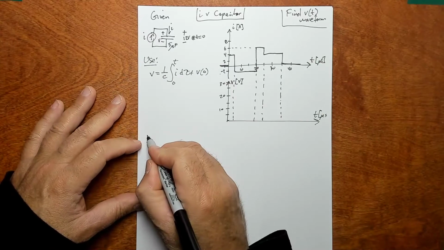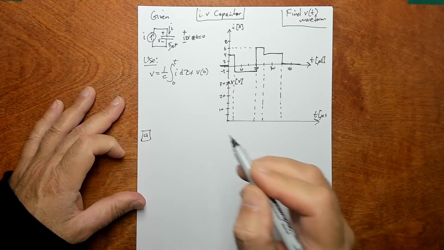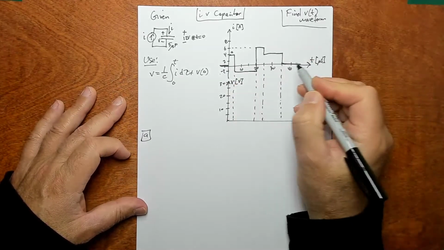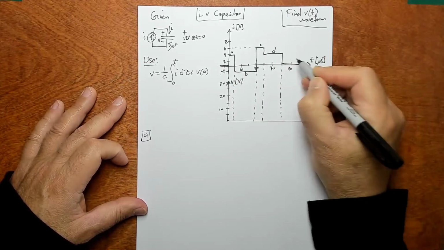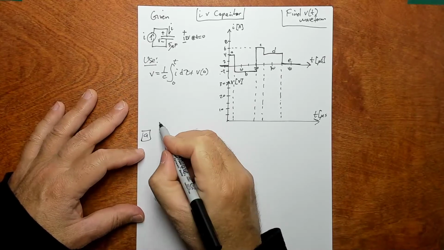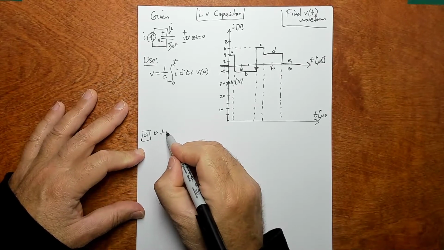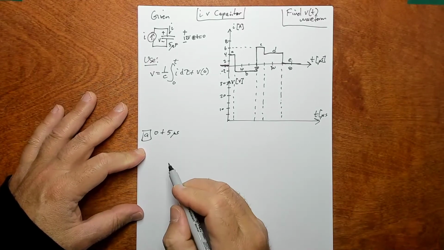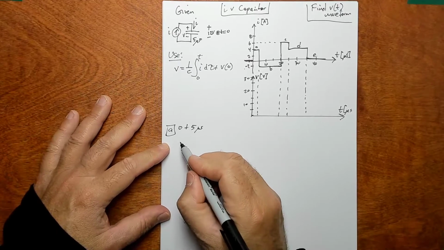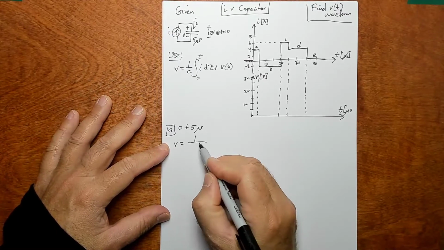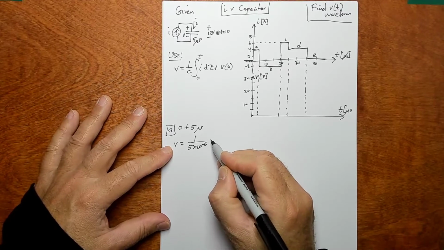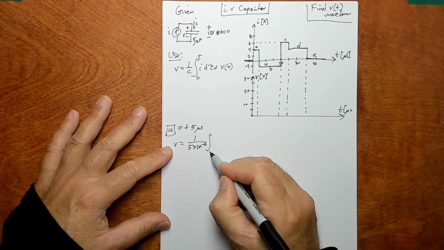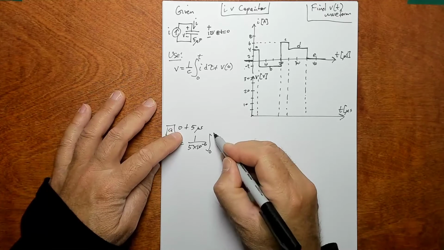So we'll start off with the first interval. Let's call this A, and this little segment we'll call B, and this one we'll call C, and this one we'll call D, and then E. So A is from 0 to 5 microseconds. So the voltage V is given by 1 over the capacitance, or 5 times 10 to the minus 6 farads, integrated from our starting time, 0 to t.